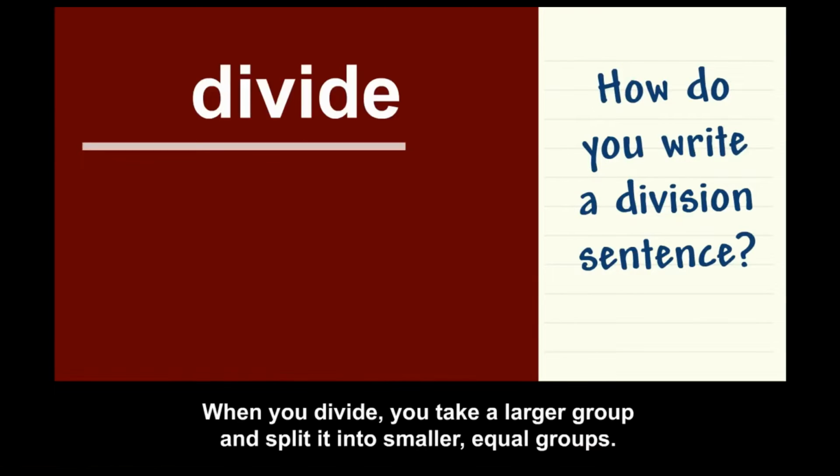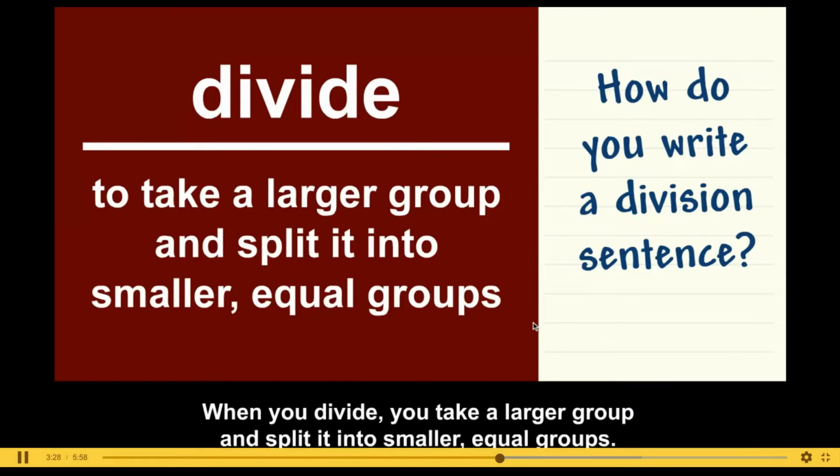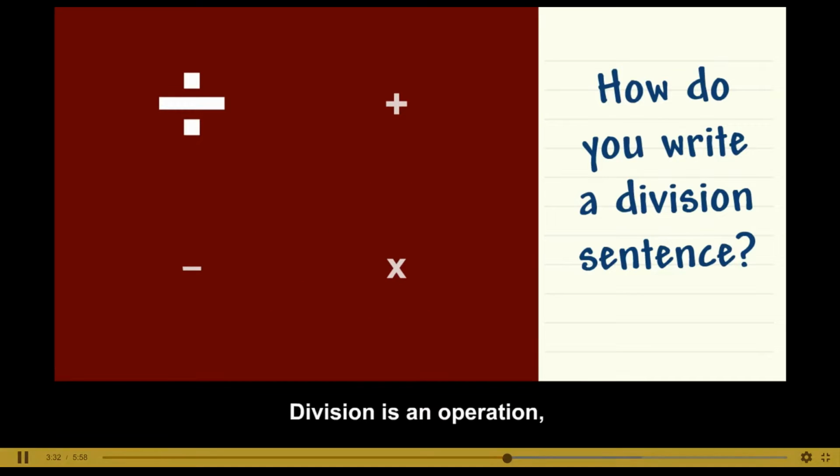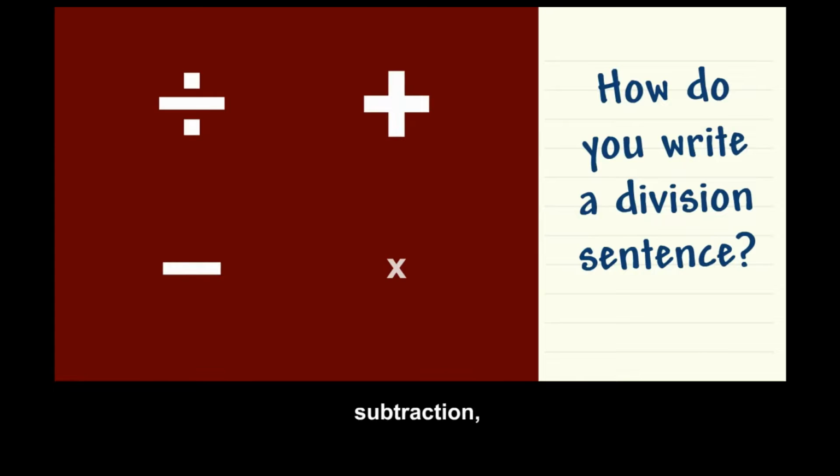How do you write a division sentence? When you divide, you take a larger group and split it into smaller equal groups. Division is an operation, just like addition, subtraction, and multiplication.